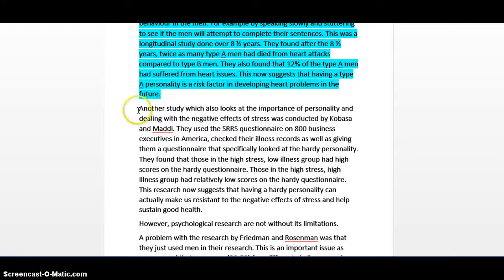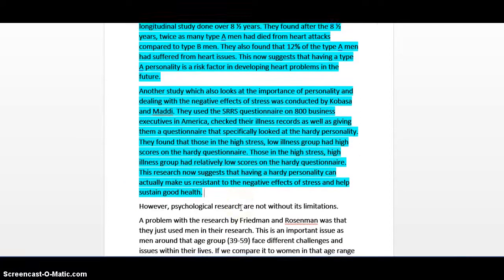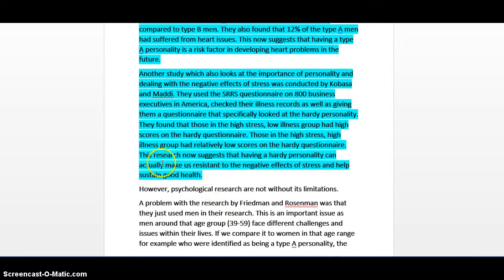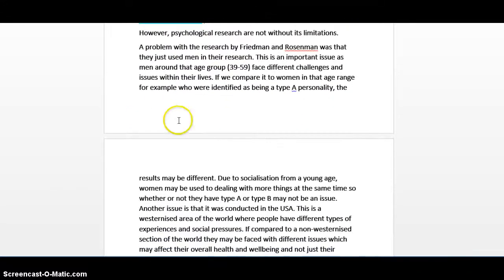And my second study, which is Kobasa and Maddi, which looked at the hardy personality, again, my AO1 section, I just did an outline of what they did and what they found, basically, and also what it now suggests, very, very important, that having a hardy personality can make us really resilient to the negative effects of stress. Again, the same process as I've done before. I'm not doing anything fancy.